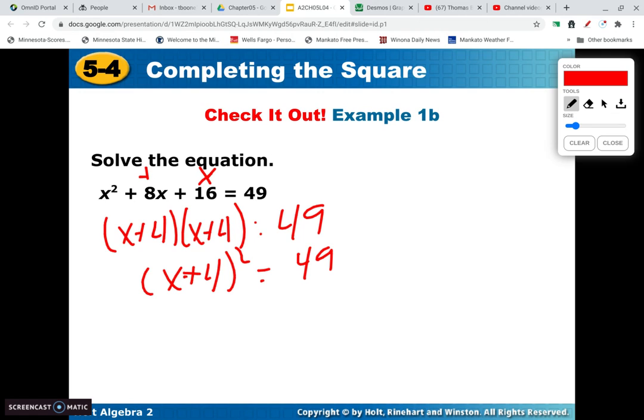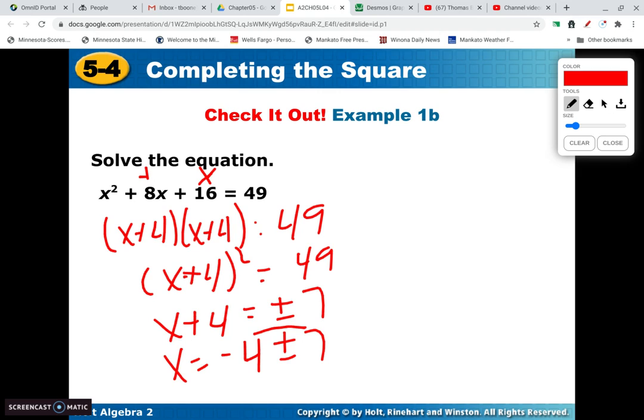So we want to take the square root of both sides. When we do that, we get x plus 4 equals, now this is a perfect square, so we get plus or minus 7. All right, so then x would be negative 4 plus or minus 7. So there's two answers. Don't leave it like that. We take negative 4 plus 7, that's going to be 3. Negative 4 minus 7 would be negative 11. Those would be your two answers that we get there.